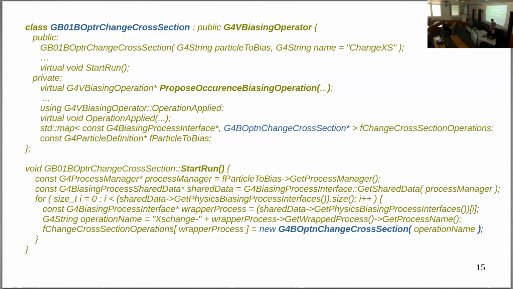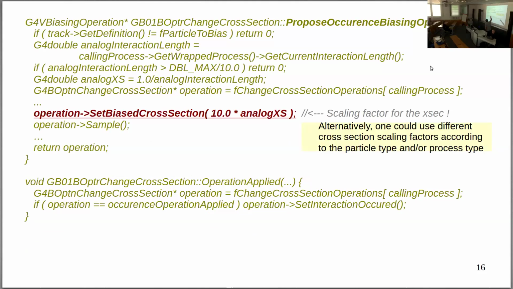The point is that in this ProposeOccurrenceBiasingOperation, here finally, there is the method SetBiasCrossSection where you can put the factor that increases, typically you want to increase, to scale the natural cross-section. And here it is supposed to be the same for all the particles, in our example gamma and neutron, but you can imagine that by putting an if statement, you can use a factor of 10 for neutron and a factor of 20 for gamma, for instance. You can have different things.